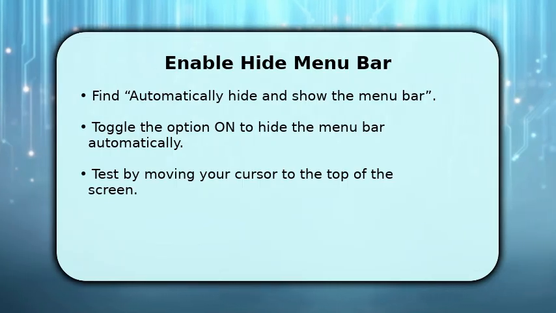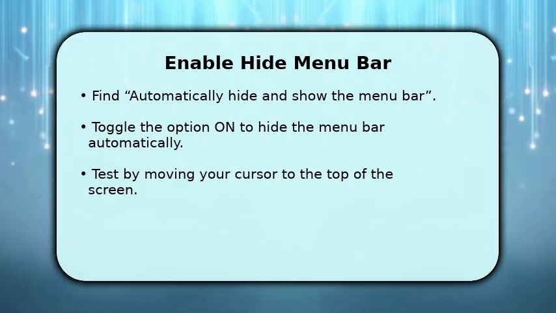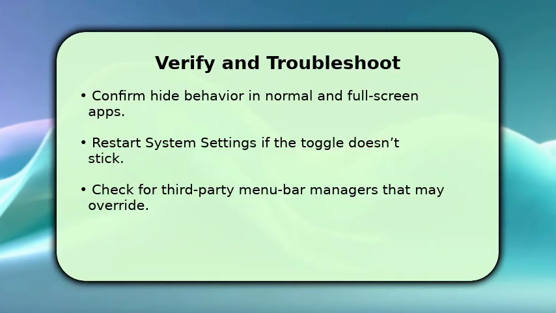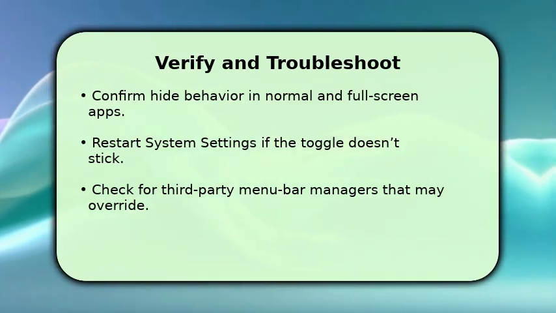If you want persistent hiding across displays, repeat this on any additional monitor setups. Finish by verifying the change across regular Windows and full-screen apps. Move the cursor to the top to reveal the bar, then away to hide it again.